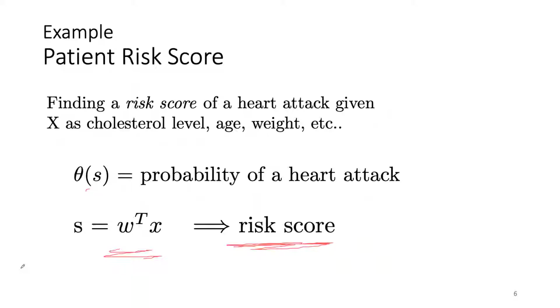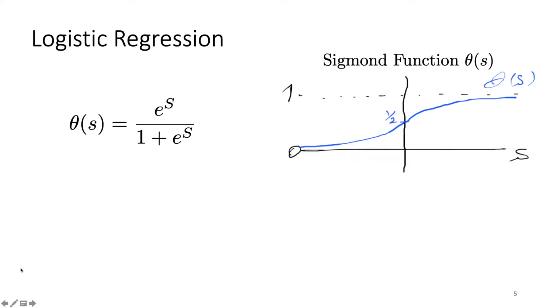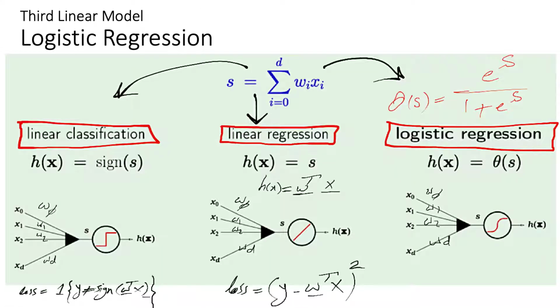On the previous slide, the first slide, did I have a typo? The sigmoid function has the form 1 upon 1 plus e to the power minus s, if I'm not wrong. But here it is wrong. It should be plus, not e to the power minus s.